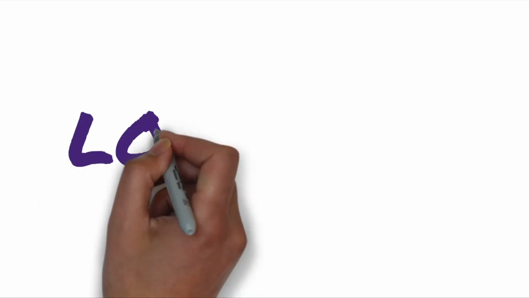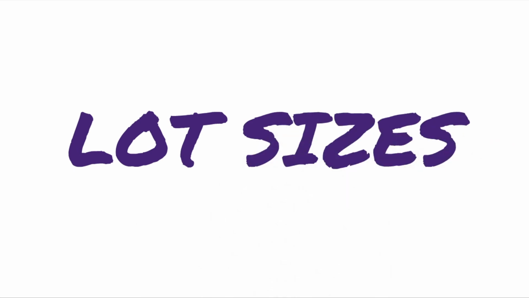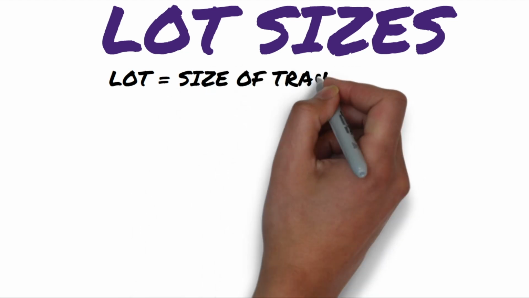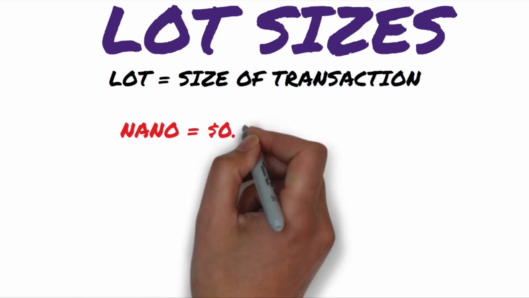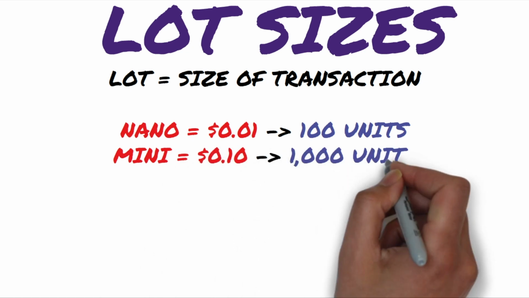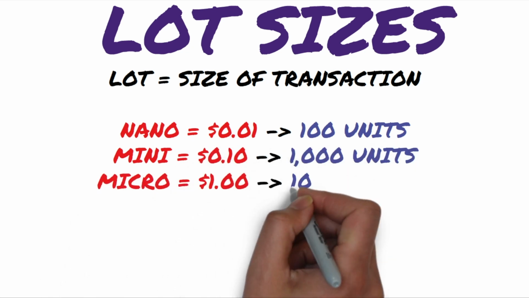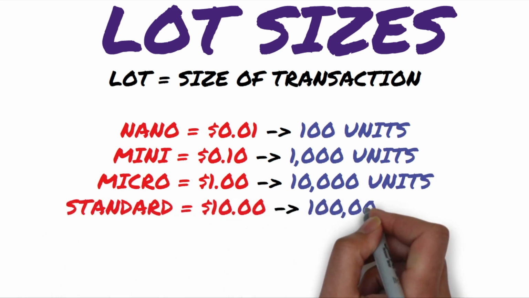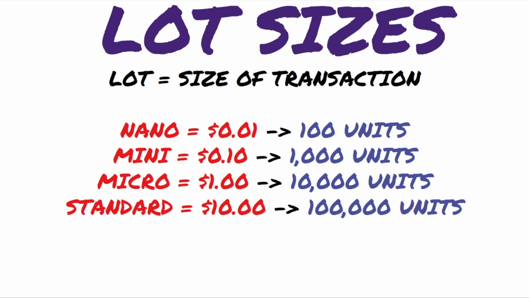Then we have lot sizes. A lot is the size of transaction a trader is entering in a position. The lot sizes vary from a nano lot, which is generally a penny lot, meaning you are investing a penny, and the lot sizes can go as high as standard lots. When you enter with a nano lot, you are buying or selling 100 units of a currency, depending on your position. And we will dive deeper into how to calculate your lot sizes when we discuss risk management.